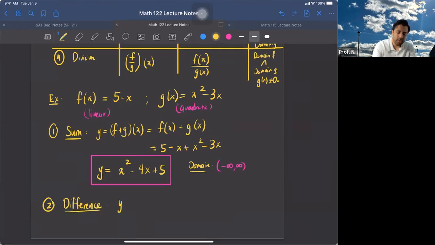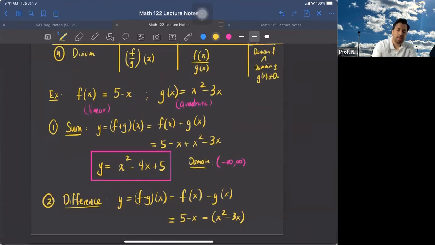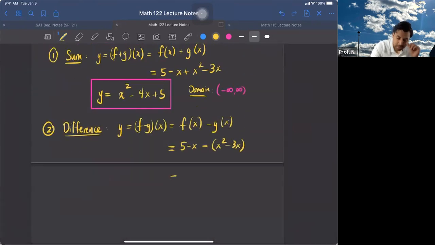The second thing is, what's the difference? So y is equal to (f - g)(x), which is f of x minus g of x. What's f of x? 5 minus x. What's g of x? x squared minus 3x. So this is 5 minus x minus x squared plus 3x. The result will be negative x squared plus 2x plus 5. That's my difference.